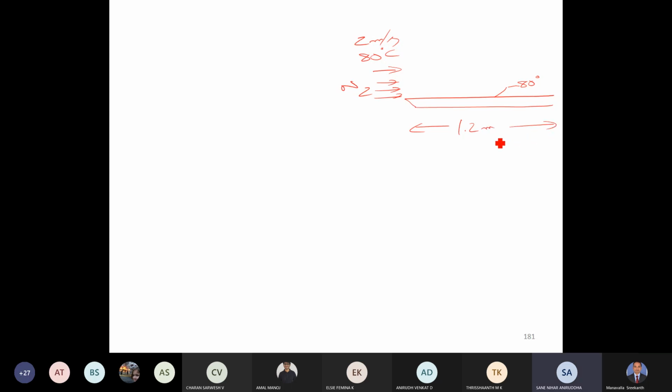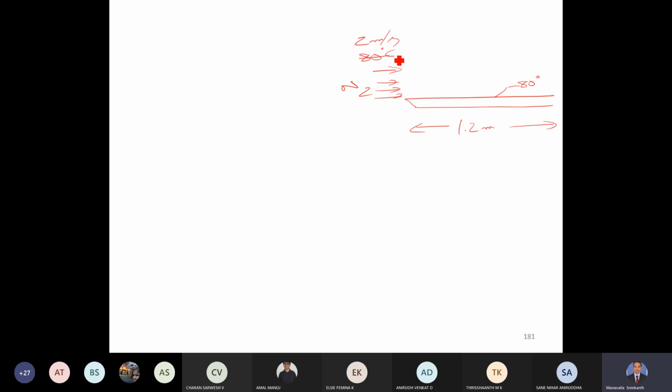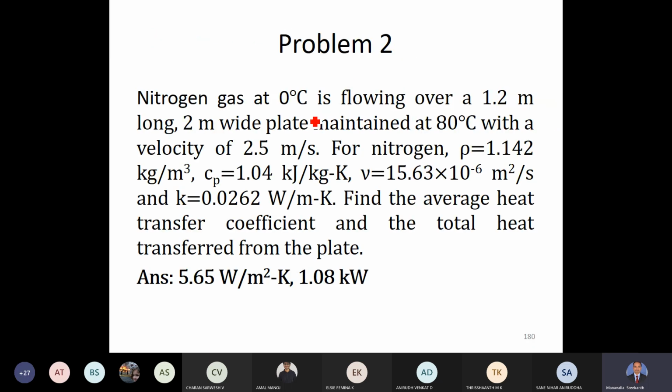So nitrogen is 0 degrees. Sorry, nitrogen is 0 degrees. Plate is 80 degrees Celsius. So we have Ts, or you can call it Tw also, as it is called in the data book. Ts is 80 degrees Celsius, T infinity is 0 degrees Celsius, and some properties are given. So density, Cp, and viscosity are given, and thermal conductivity also is given.